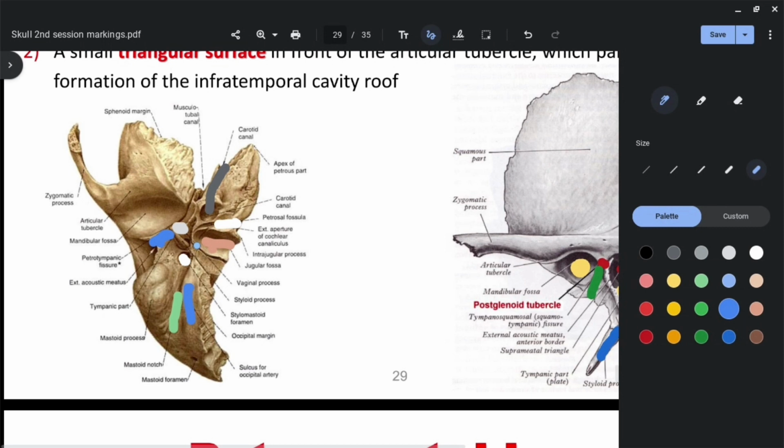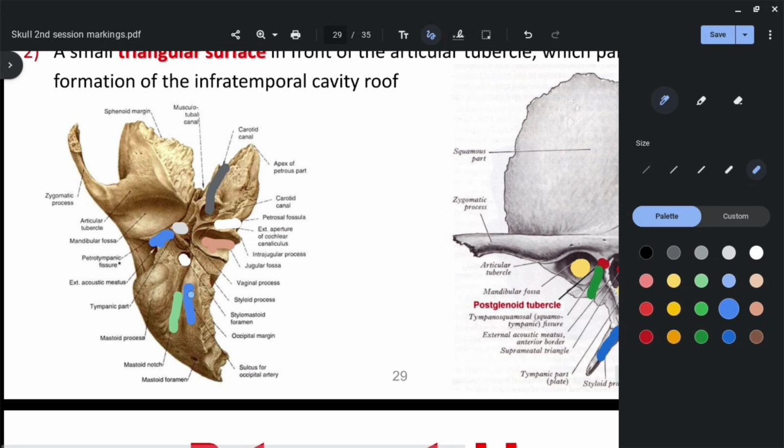I know these are very difficult things to remember, but if you watch the video again and again you can understand it. After the styloid process we have the stylomastoid foramen, as it is in between the styloid process and the mastoid. Then we have the mastoid process. Posterior to the mastoid process we have the mastoid notch, and right after it the sulcus for the occipital artery. So first we have the mastoid notch, then the sulcus for the occipital artery.